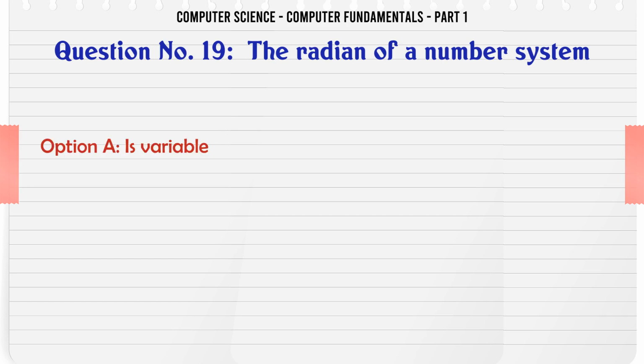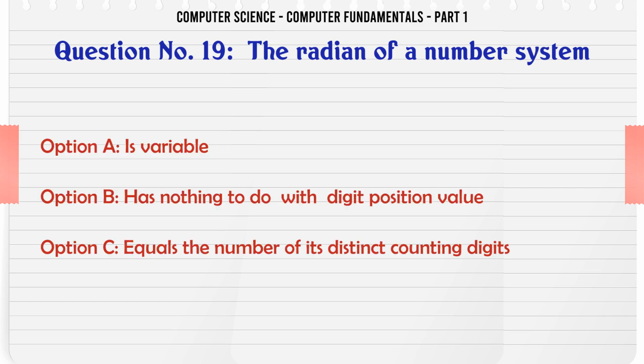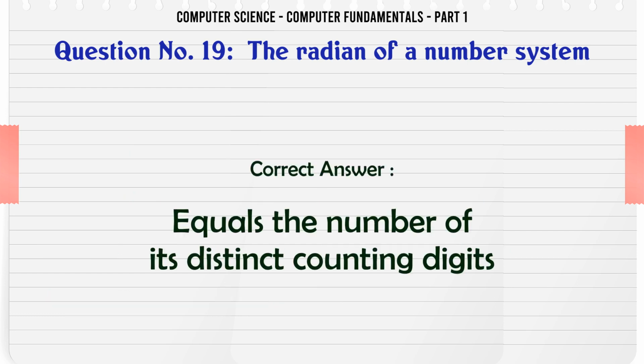The radix of a number system: A. is variable, B. has nothing to do with digit position value, C. equals the number of its distinct counting digits, D. is always an even number. The correct answer is equals the number of its distinct counting digits.